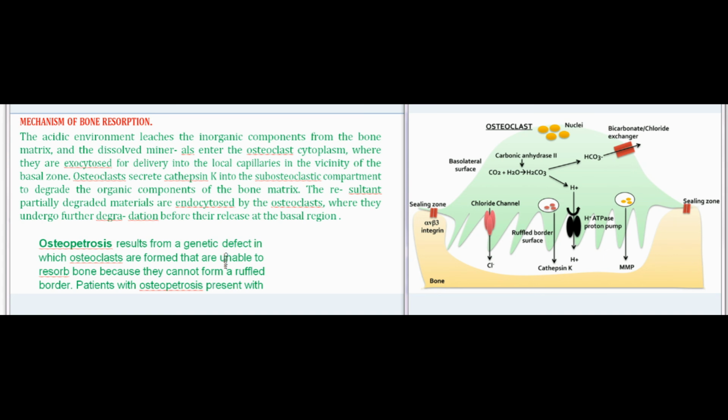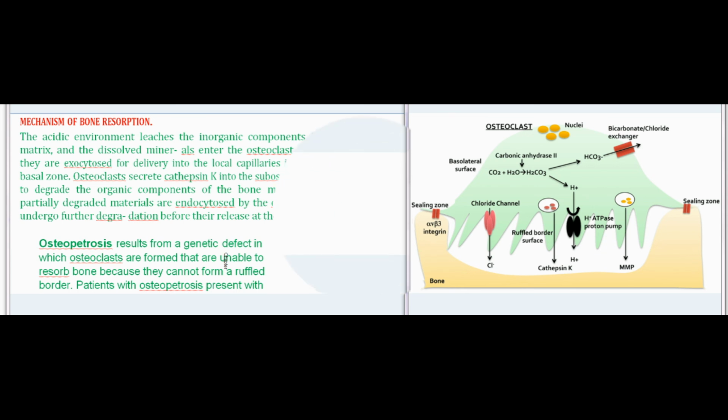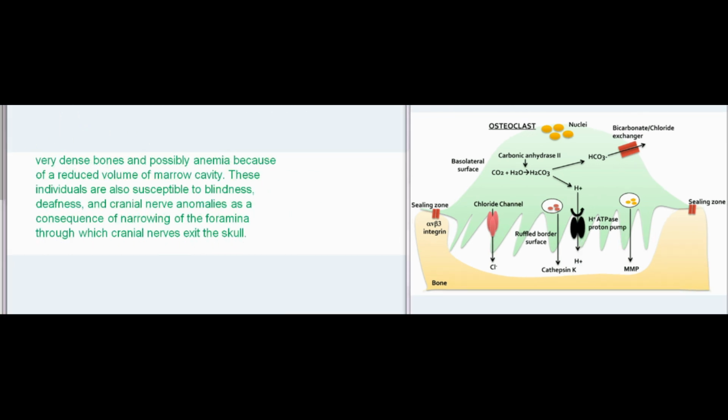Osteopetrosis results from a genetic defect in which osteoclasts are formed that are unable to resorb bone because they cannot form a ruffled border. Patients with osteopetrosis present with very dense bones and possibly anemia because of a reduced volume of marrow cavity. These individuals are also susceptible to blindness, deafness, and cranial nerve anomalies as a consequence of narrowing of the foramina through which cranial nerves exit the skull.